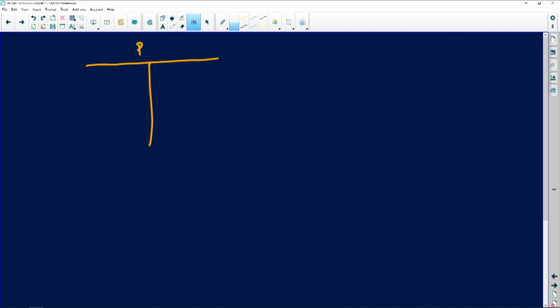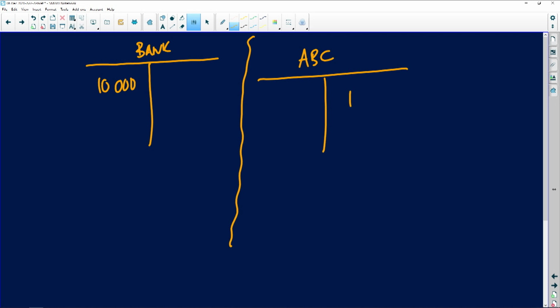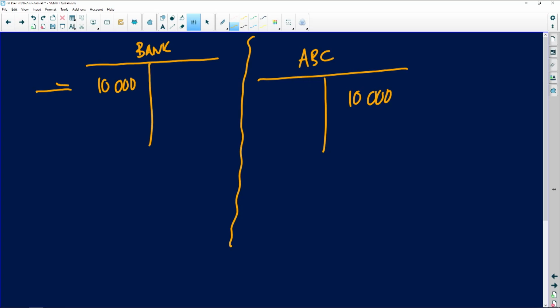If this is my bank account in my books, and I have a balance here of 10,000 Rand on the debit side, and I compare this to my account, namely ABC Stores, in the books of the bank, it has a credit balance of 10,000 Rand. What does this mean? It means that in my books, I have a debtor saying that the bank owes me money. How much do they owe me? They owe me 10,000 Rand, therefore on the debit side.